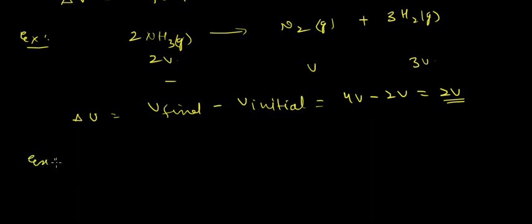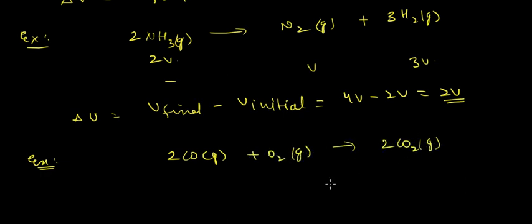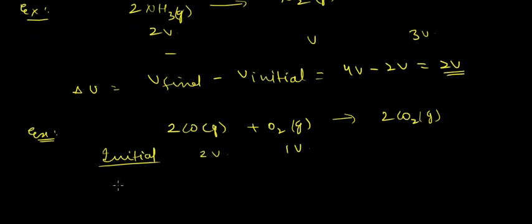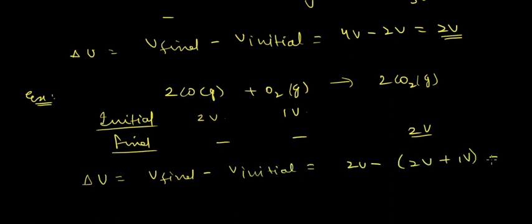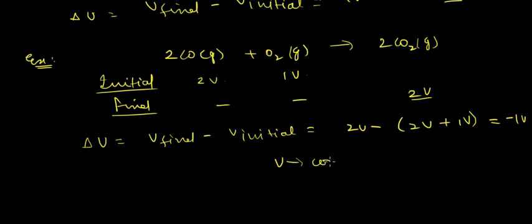Okay, let's take another example, where we have 2 moles of carbon monoxide reacting with oxygen and forming 2 moles of CO2 gas. Initially we have 2 volume here, 1 volume here, and finally this would be exhausted to form 2 volume of carbon dioxide. So delta V in this case is again V final minus V initial, that would be 2V minus 2V plus 1V, that is minus 1V.